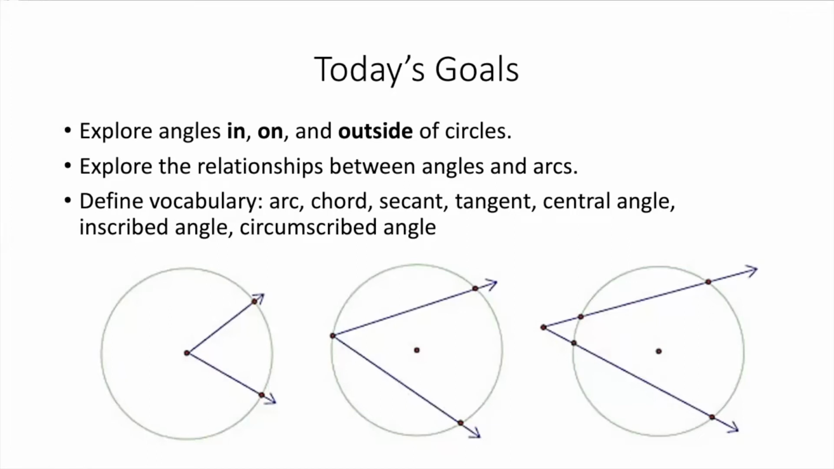In this video, we will learn about angles in circles, angles on circles, and angles outside of circles. And here's some pictures of what we mean by that: an angle in a circle, on a circle, and outside a circle. We'll explore the relationships between angles and arcs, and we'll also define some vocab, including arc, chord, secant, tangent, central angle, inscribed, and circumscribed angle. So we're going to start by looking at some of these definitions.